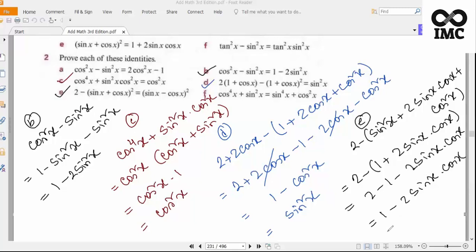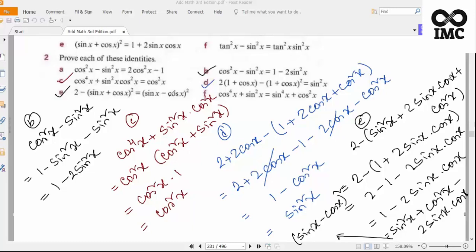Okay. Or we can write, instead of 1, sin²x + cos²x. We need to bring it again. sin²x + cos²x − 2sin x cos x. Now, a² − 2ab + b² can be written as (a − b)². That is (sin x − cos x)². And this is the right hand side.